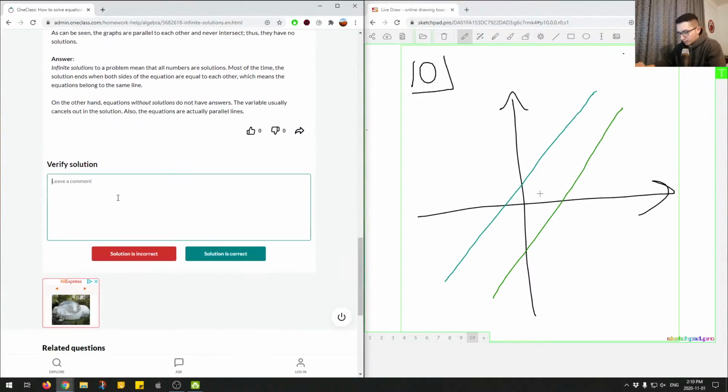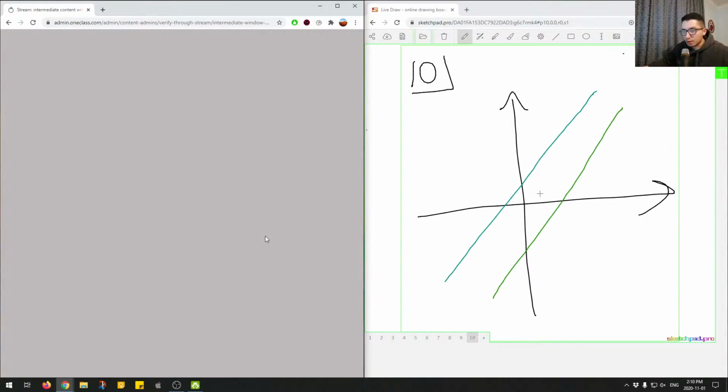So this is the correct explanation. We verified it and went through the step-by-step explanation. Correct explanation and answer. Great job. Okay, we'll mark this as correct. So that was our final answer.